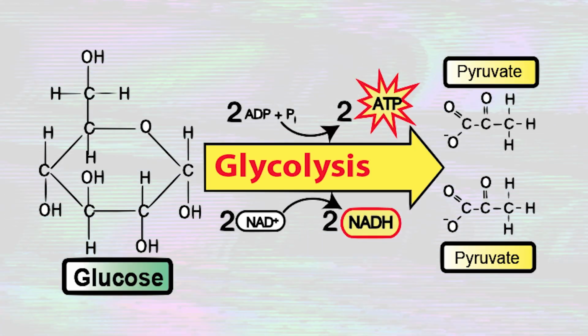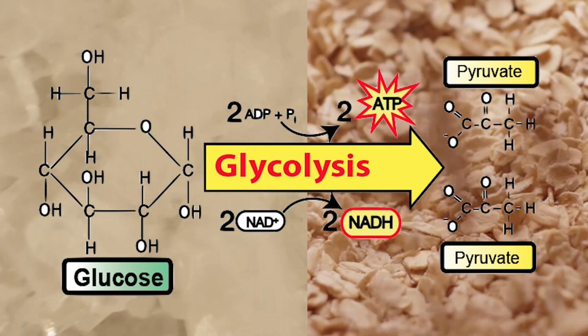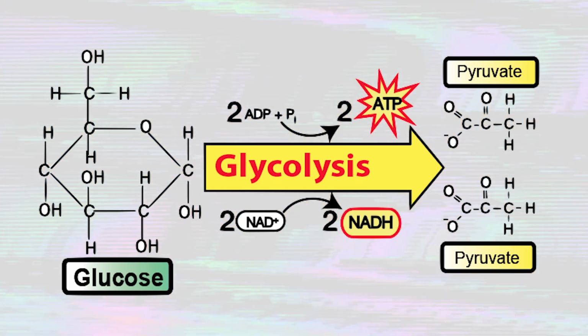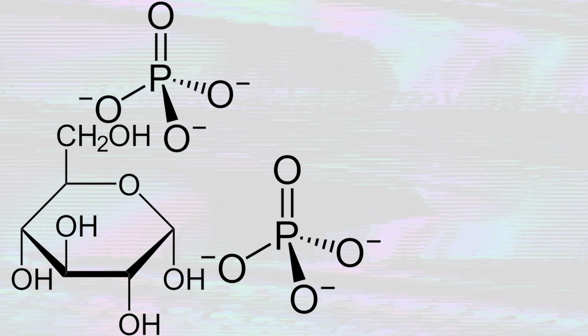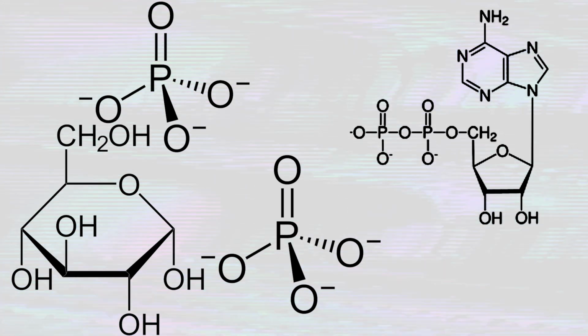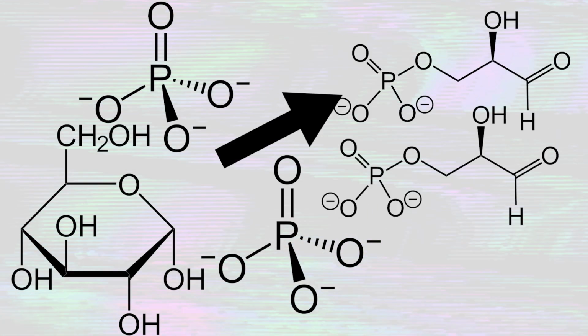Now, glycolysis, which is the metabolism and digestion of carbohydrates and sugars, is probably one of the main processes where ATP and ADP are directly involved. You're going to start with glucose, and that's going to have some phosphate added onto it, and that's going to require ATP turning into ADP, and that's going to require magnesium. Then you're going to have 2 glyceraldehyde 3-phosphate molecules.